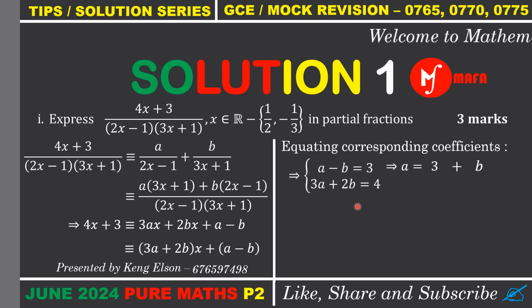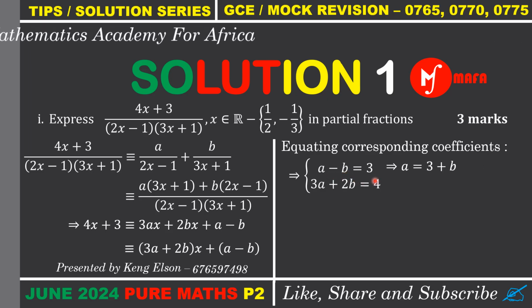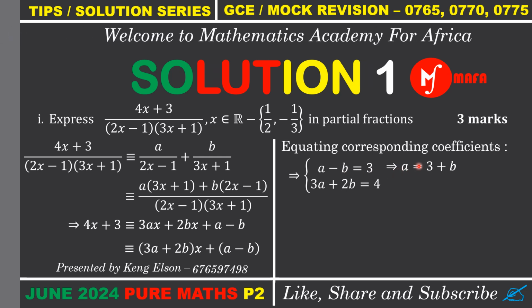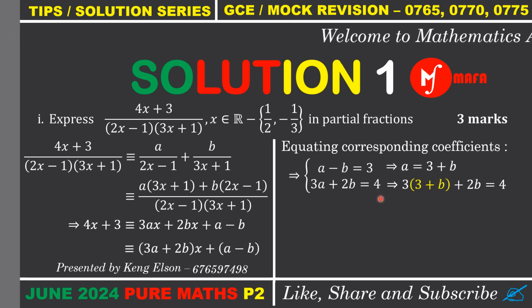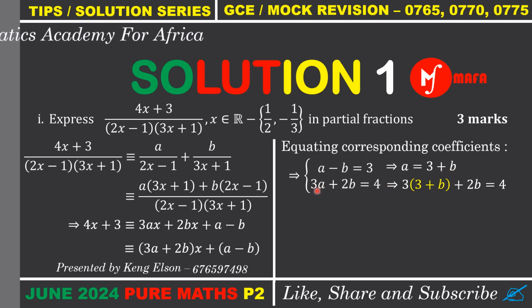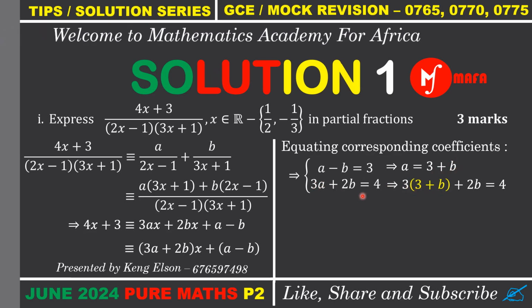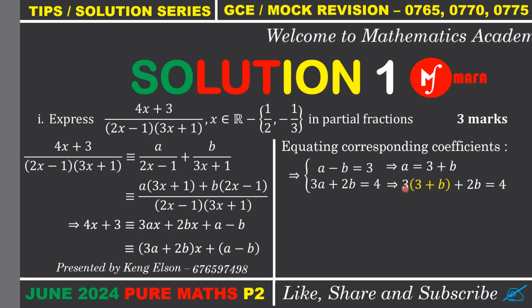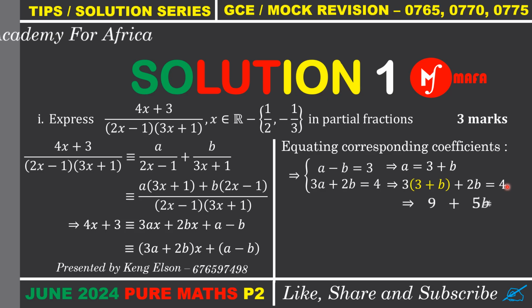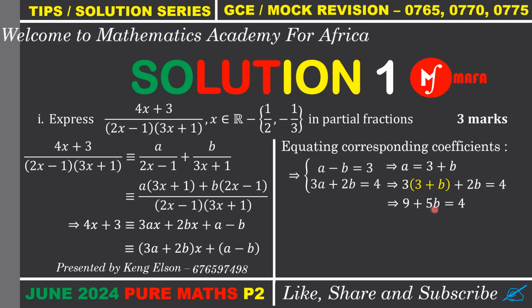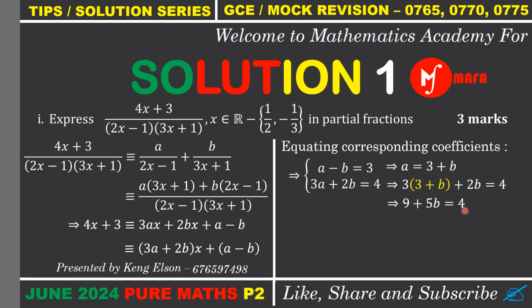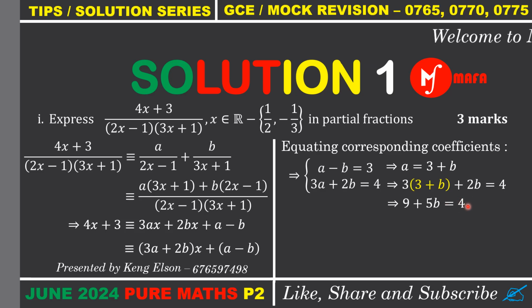Now we have to solve these two equations simultaneously to get the values of a and b. So we begin with the first equation and we get a. I'm using substitution. From the first equation, a is equal to 3 plus b. If I replace a in the second equation with 3 plus b, I'm going to have 3 times 3 plus b, then plus 2b equal to 4. When we expand, we have 9 plus 3b plus 2b equal to 4, which is equivalent to 9 plus 5b equal to 4. Subtract 9 on both sides, 5b will be equal to negative 5, so b will be equal to negative 1.